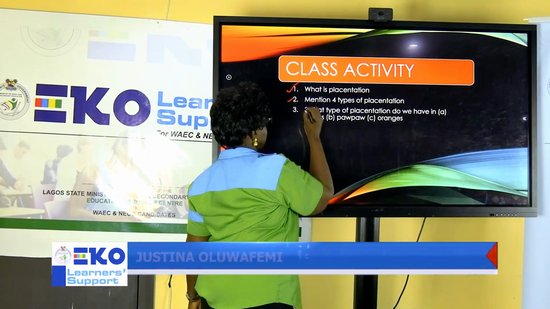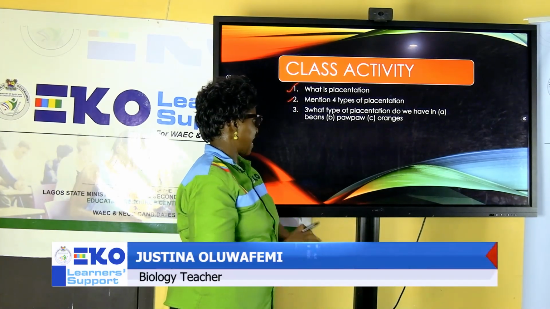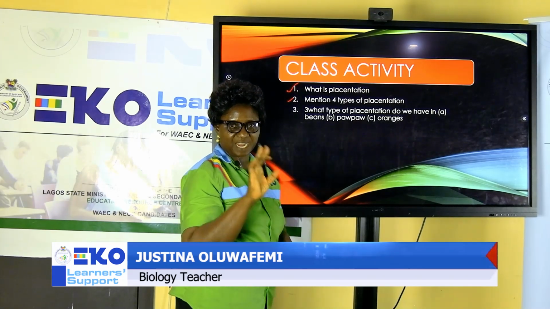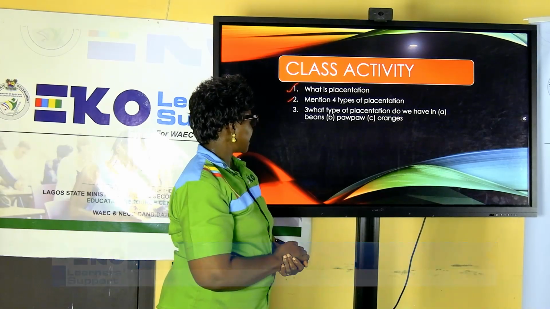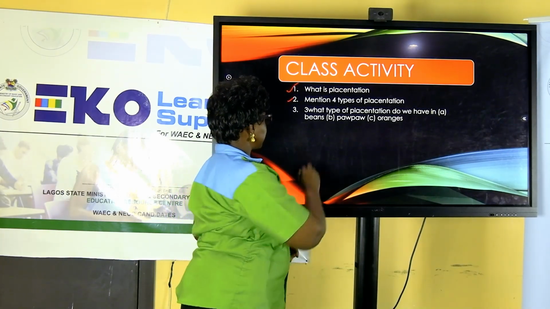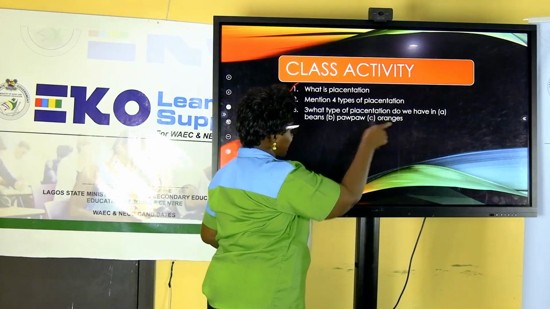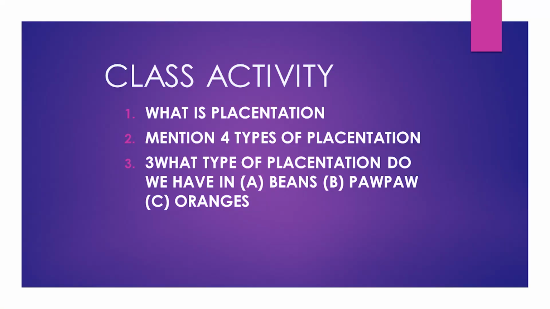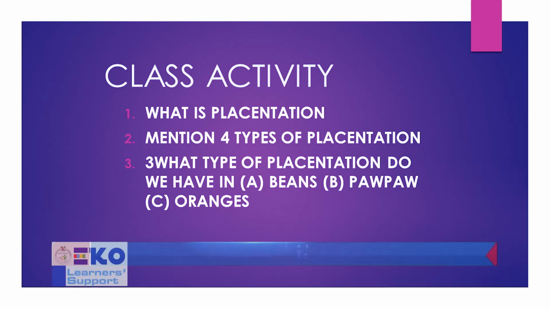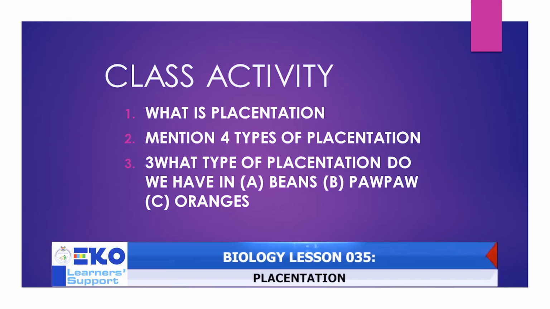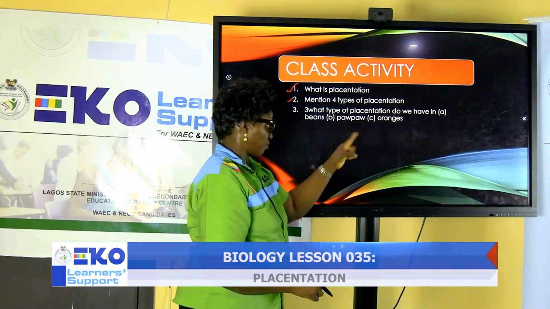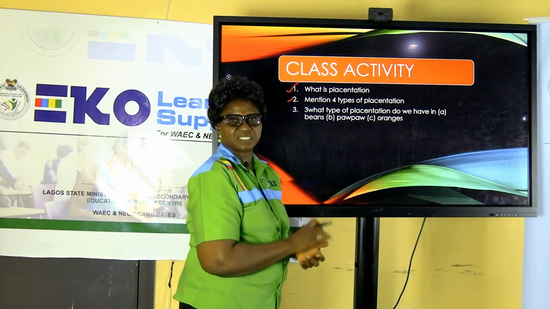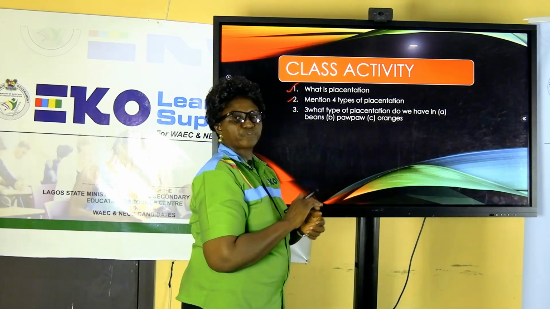The second question is, you have to mention 4 types of placentation. Remember, we considered 5. So it shouldn't be difficult for you to state 4 different types. And the last one that I want you to do is, you will indicate against these three fruits or crops. What are they? I have the beans, I have pawpaw, I have oranges. I want you to indicate the types of placentation that we find in these different food crops or fruits.